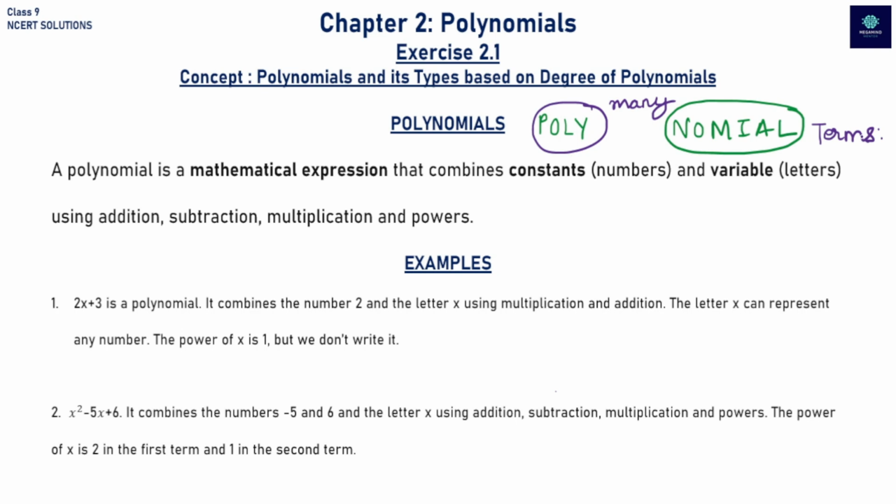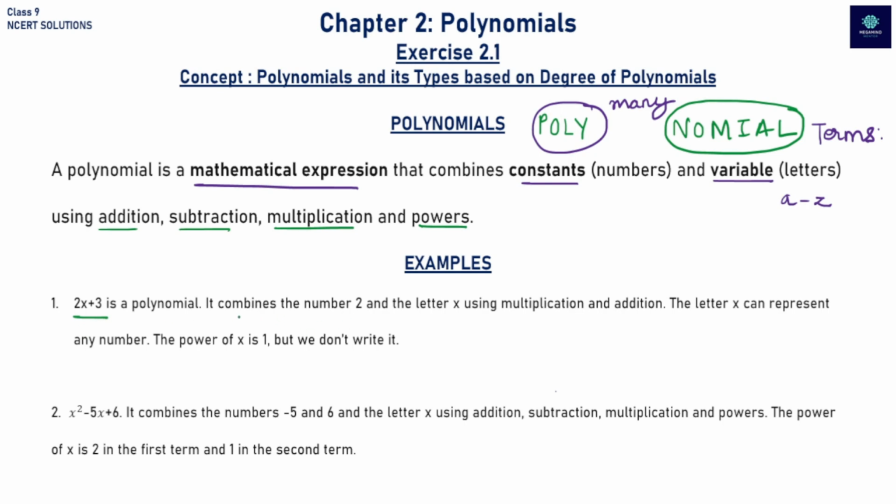So polynomial is nothing but a mathematical expression that is made up of constants and variables, where constants are the numbers and variables are the letters, like from letter A to letter Z. Now these constants and variables are combined by using addition, subtraction, multiplication and powers. Now let us take the first example, that is 2x plus 3, to understand what polynomials are.